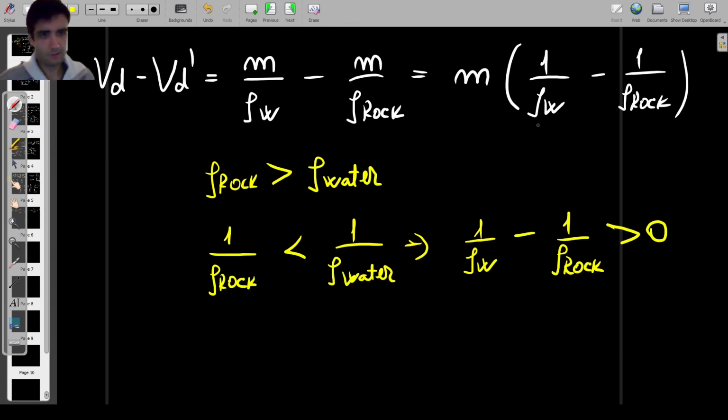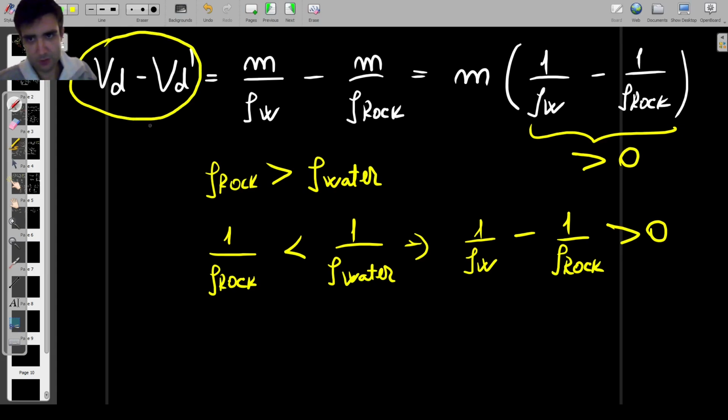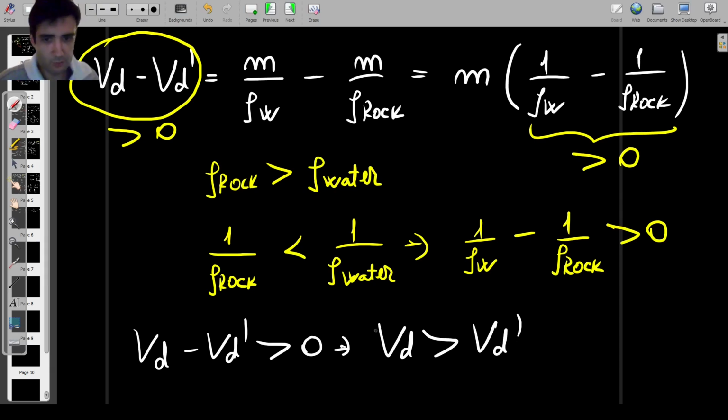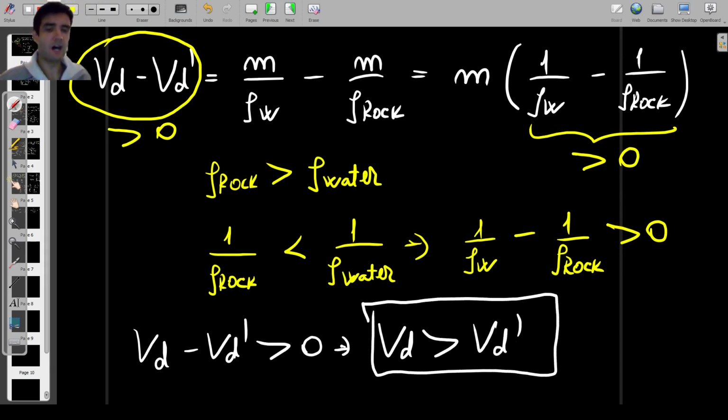Okay, so which means that this is going to be positive, because this is equal positive value, so this is clearly positive. So what we have is that Vd minus Vd prime is actually greater than 0, which means that Vd is actually greater than Vd prime, which means that after the rock is thrown overboard, the displaced volume actually decreases, so the water level goes down.